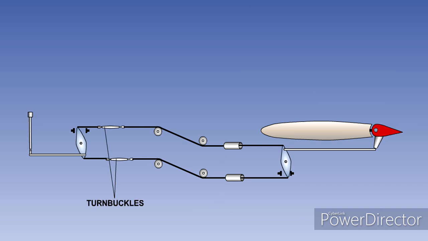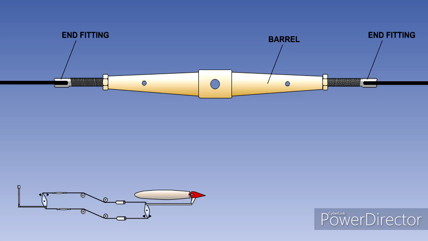It is important to have the correct tension in the control cables. If the tension is too low, the cables will be loose, permitting excessive cable movement. And if the tension is too high, the controls will be too stiff to move. Cable tension is adjusted by means of turnbuckles. Here we show a typical turnbuckle. It consists of a central barrel and two end fittings screwed into the barrel, one with a right-hand thread and the other with a left-hand thread. The cable is attached to the end fittings.